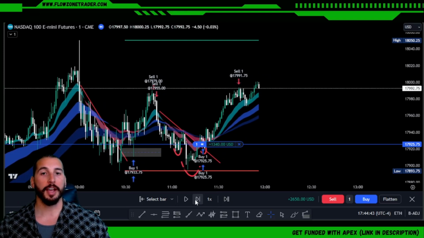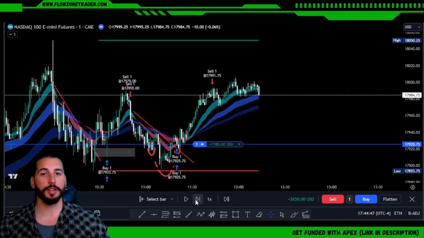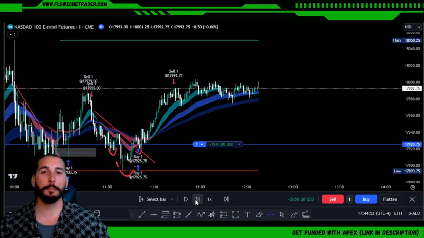I'm in the money. I can move my stop to break even. I am not worried. Letting it support the flow zones. All right. Not trying to force anything. Just going to let this play out because now I'm playing with house money.